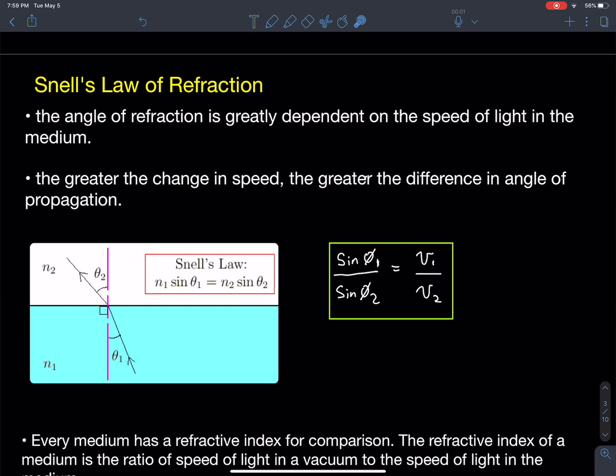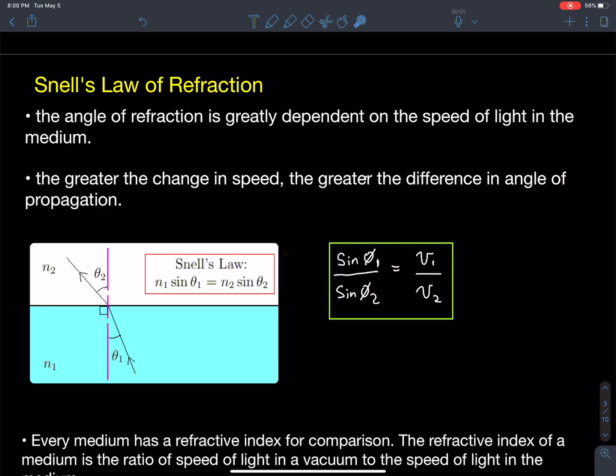All right, so let's talk about the math of refraction, because that's what we're after. How can I calculate these angles? Well, Snell's law of refraction says that the angle of refraction is greatly dependent on the speed of light in the medium, and more importantly, on the change in speed. The greater the change in speed when I go from one medium to the other, the greater the bending of the light. So this mathematical relationship here, n1 sine theta 1 equals n2 sine theta 2, is what you'd see in your textbook. But before doing that, we need to figure out what these variables are.